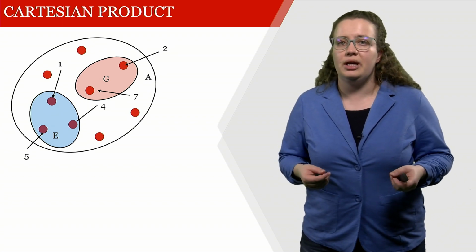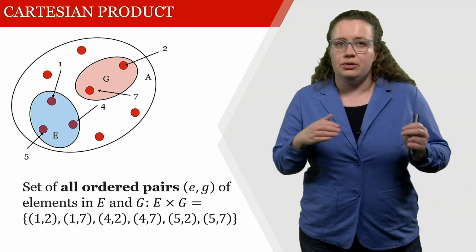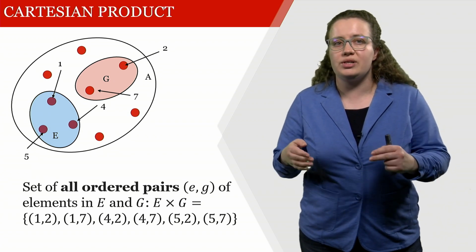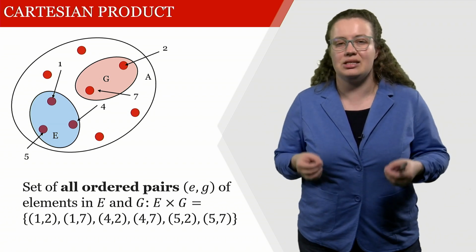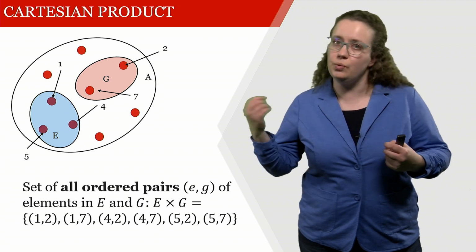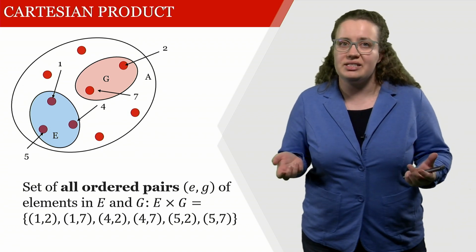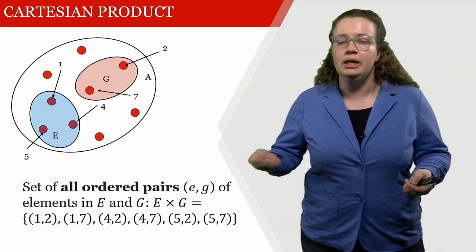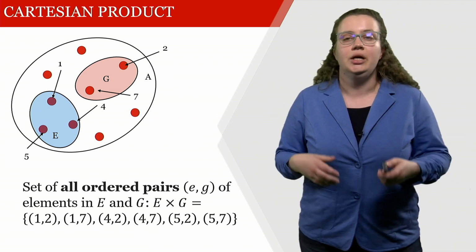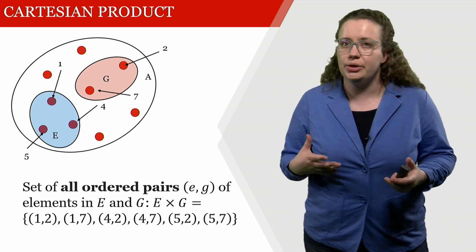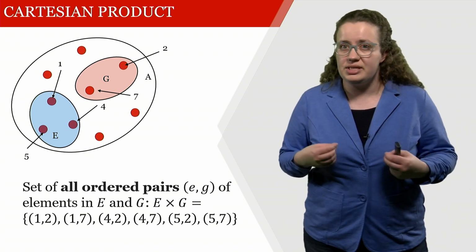For instance, we would like to address (1,2), (1,7), (4,2), (4,7), (5,2), and (5,7). Now the important part is that here the order matters. So here (1,2) is not the same as (2,1). The way you can think of this is we would like to find all ways that we can drive from set E to set G. Then of course it makes a difference if I'm driving from 1 to 2 or from 2 to 1. This is why we're not denoting it by curly braces, but by these regular brackets, which means that here all of a sudden order matters.